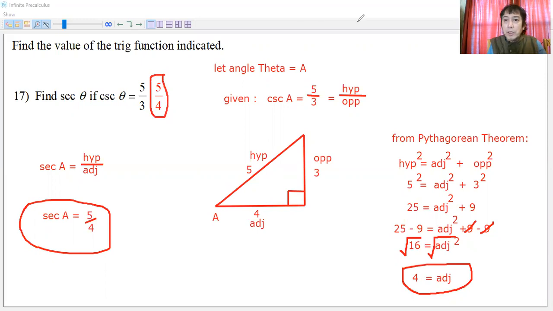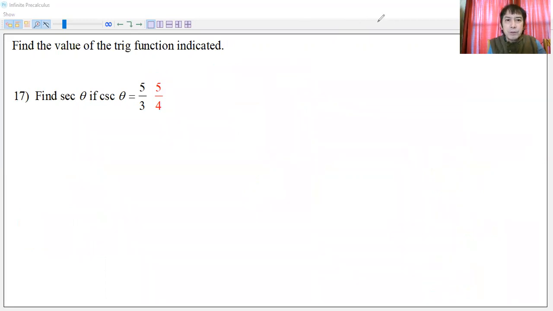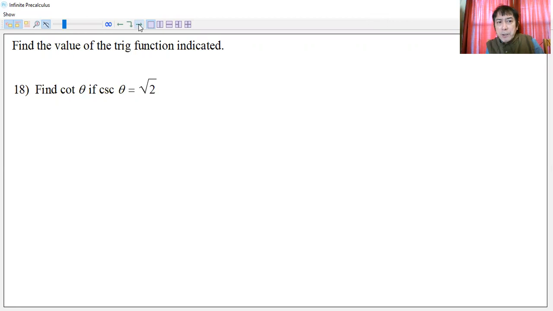All right, number 18 now. This is our answer for number 17. Let's continue with number 18. Here's the next. Find cotangent of theta if cosecant of theta is equal to square root of 2.